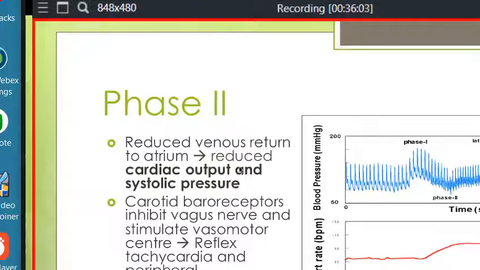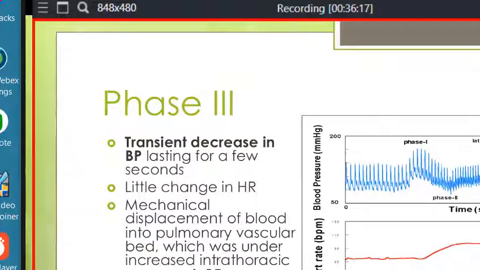and systolic pressure. And this causes stimulation of the carotid baroreceptors, which causes a tachycardia, and a peripheral vasoconstriction follows. And phase 3 is a transient decrease in blood pressure because there's a reduction in the intrathoracic pressure. Also, there's a mechanical displacement of blood into the pulmonary vascular bed, which was under increased intrathoracic pressure, and as a result, the blood pressure decreases.